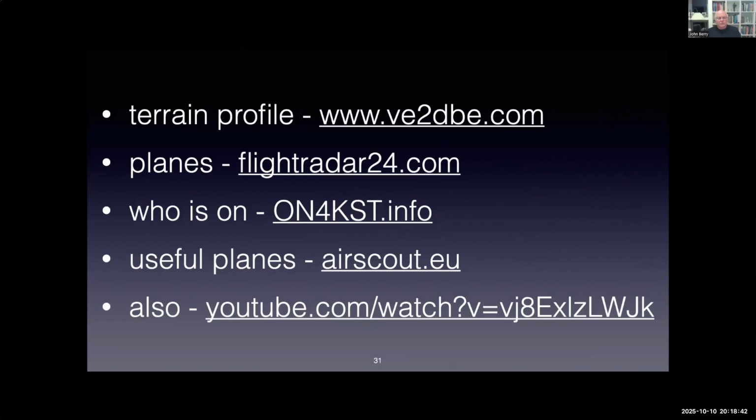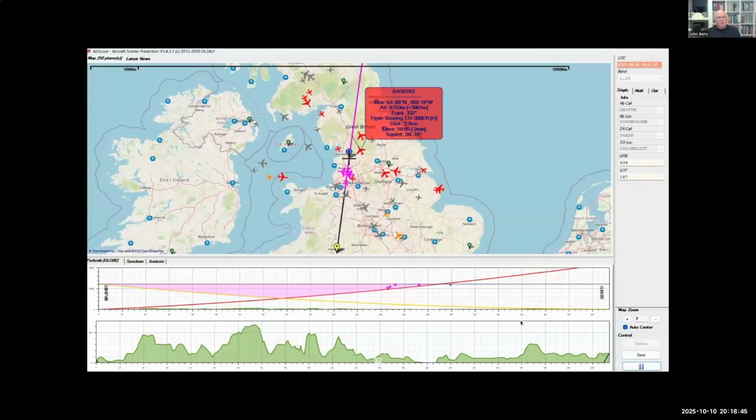So here's Air Scout, which I mentioned there. Air Scout is computing which planes might give you the reflection. Now, I haven't been able to ascertain this, but it seems to me that Air Scout works on a flat Earth, and that's actually a big error. But Air Scout's the only thing you've got, so you're going to have to get on and use it.